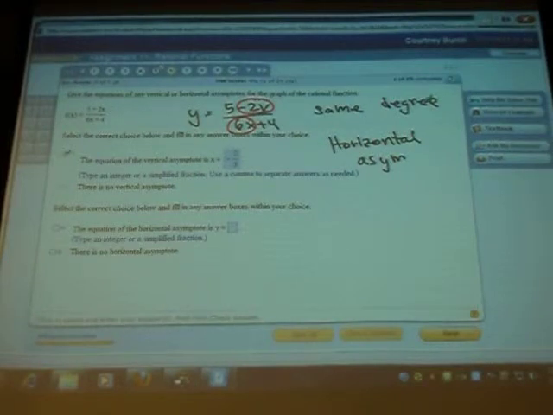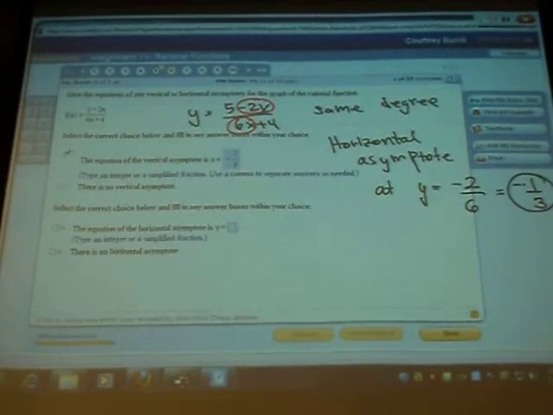So I'm trying to write and spell here, which is not evident. So I would have a horizontal asymptote at leading coefficient on top is -2, and then leading coefficient on the bottom is 6. That reduces to -1/3. And that is your answer? That is your answer. Cool. So what was telling us that there was a horizontal asymptote is that they do have the same degree. They do have the same degree, yes.